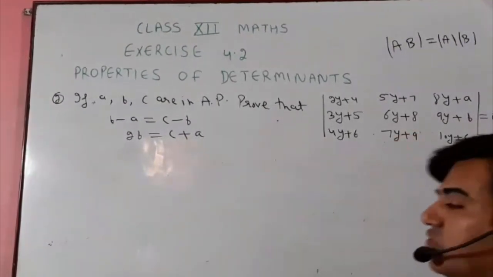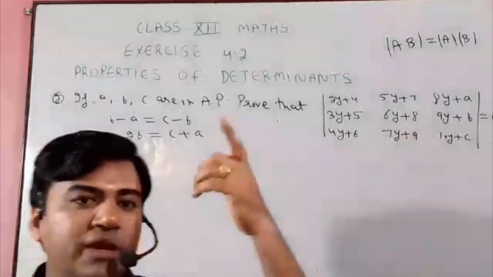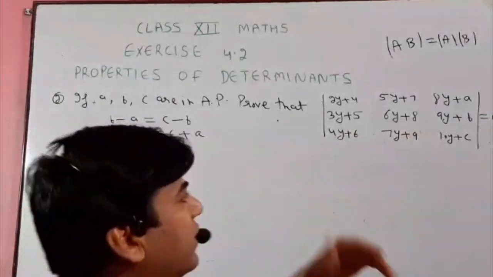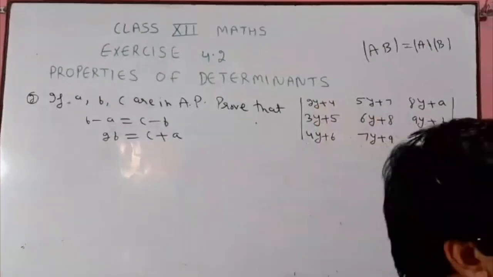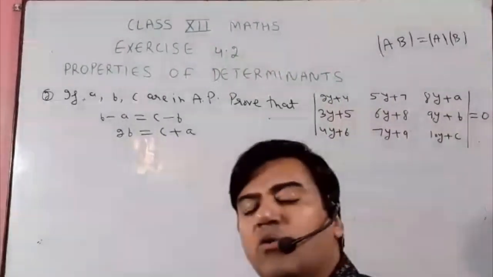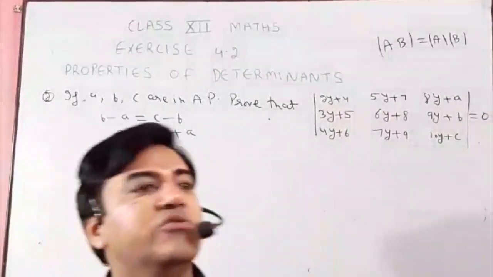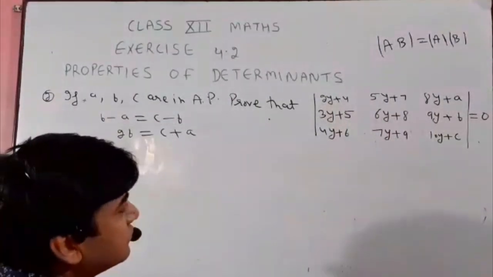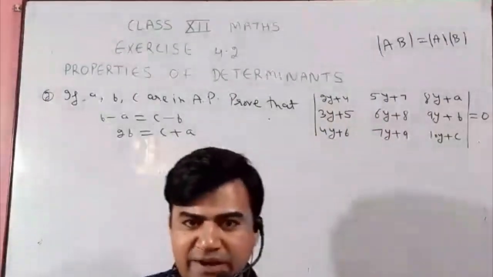Actually, this is also a question of mental ability. We have to think of an idea how we can make any two rows equal, any two columns equal, or any row or any column equal to 0. Let us try. We will find the logic.